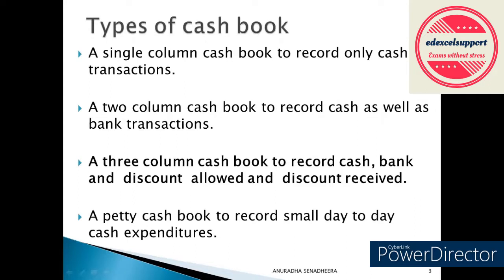There are 3 types of cash books. Normally you start at the beginning with the single column cash book, which you must have done in your O levels, then the 2-column cash book, then the 3-column cash book. We are mainly focusing on the 3-column cash book here, with discounts, that is cash discounts. And the petty cash book is another type of cash book we use to record only petty transactions.